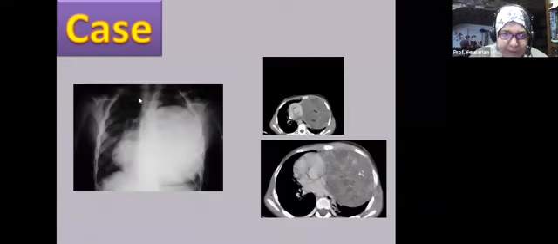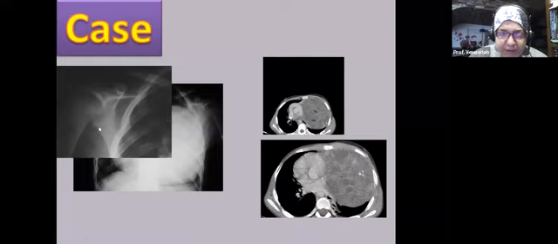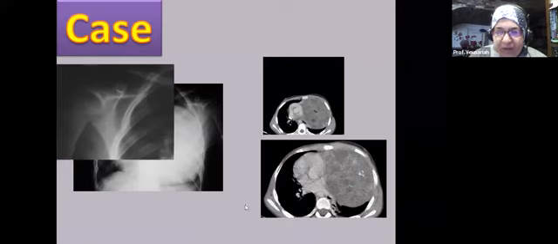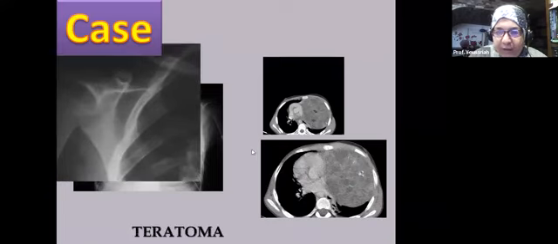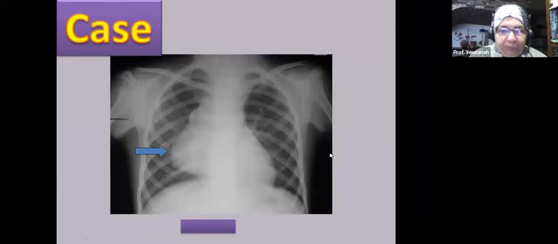In this case, this is a child, as you can see, there are still non-united centers here in the bone, and we can see a large mediastinal lesion with fluid, with fat, and with calcification, denoting we are dealing with a teratoma.